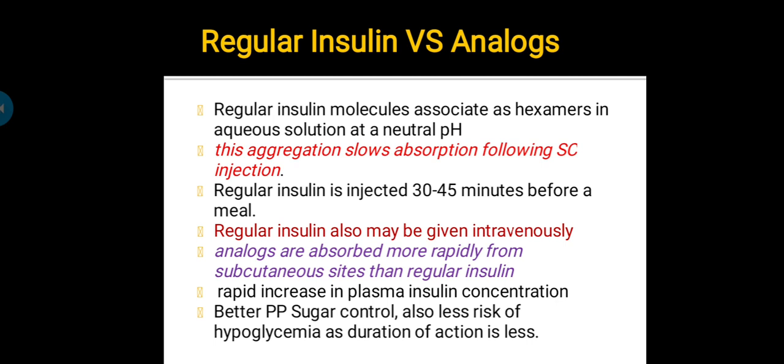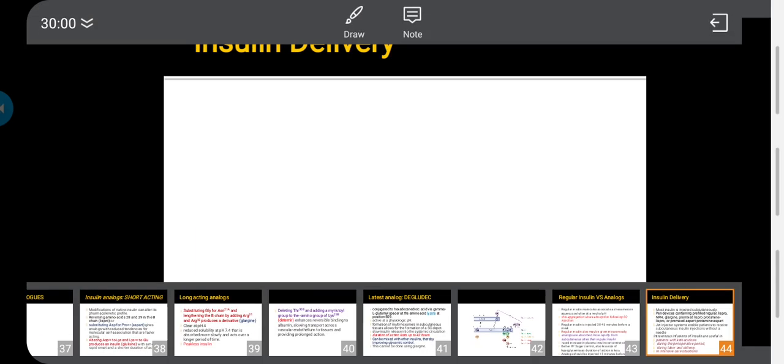And nowadays more ultra rapid acting insulins are also derived, which can be injected even after a meal because of their very rapid onset of action within 5 minutes. So analogs are injected 15 minutes before a meal, and regular insulin should be injected 30 to 45 minutes before a meal. So this is up to this class. Insulin delivery systems will be discussed in the next class.